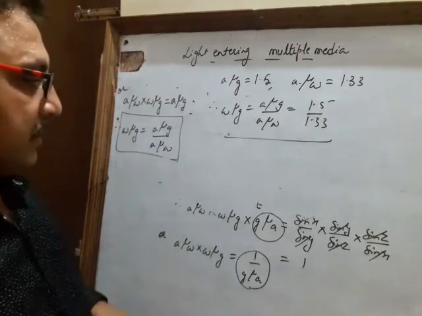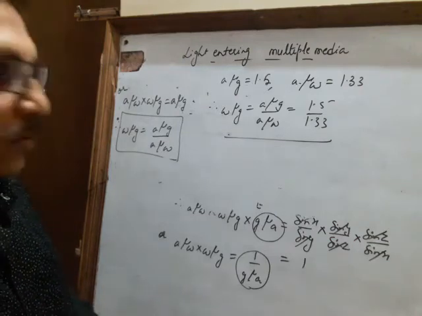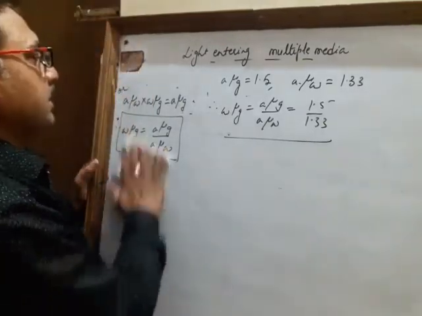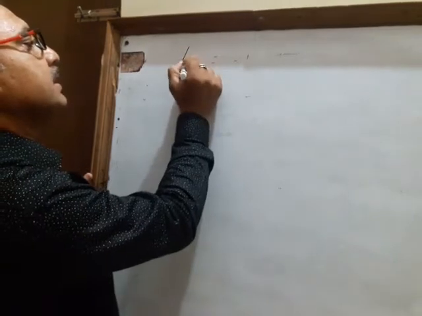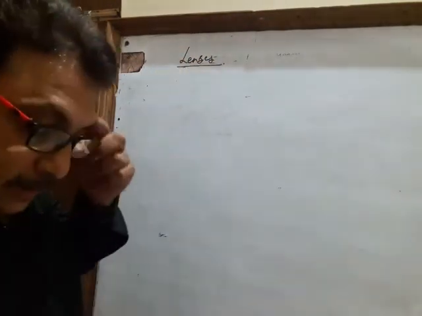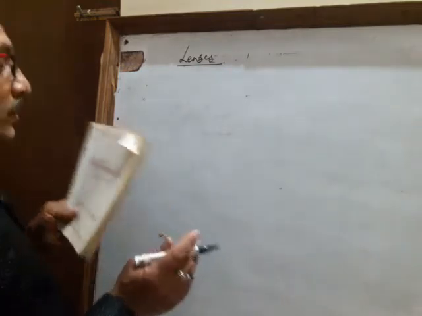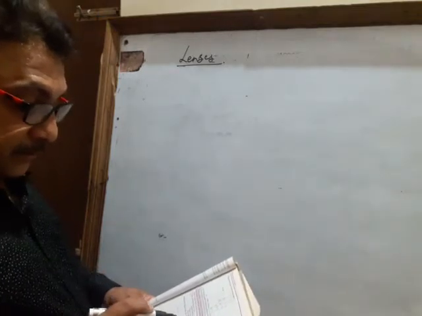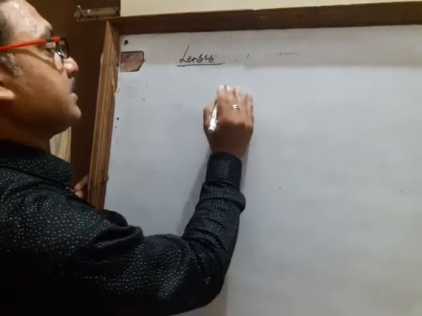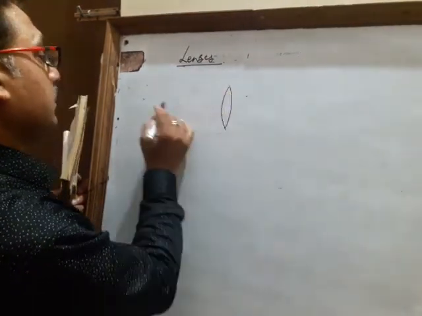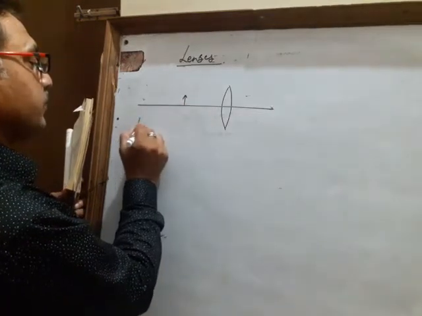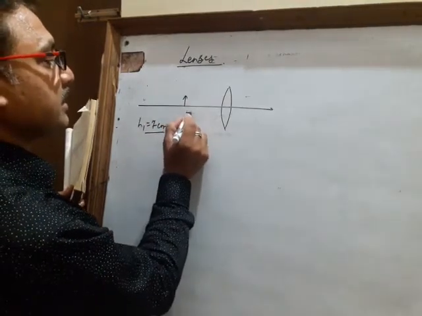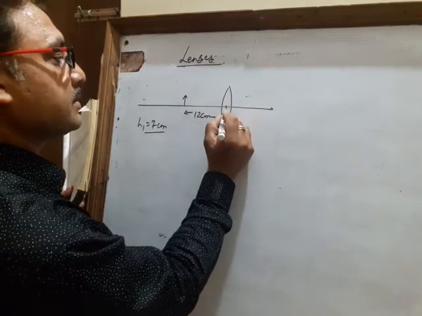So this is how you have to deal with the cases of refraction in case of multiple media or glass slabs. I hope students you have understood this, and now we can move to the topic of lenses. You will see how to solve the numericals in case of lenses. Suppose I have one question now. There is an object of 7 centimeter height which is placed at a distance of 12 centimeter from a convex lens. So this is a convex lens, and this is the object whose height h1 is 7 centimeter, placed at a distance of 12 centimeter from this convex lens.